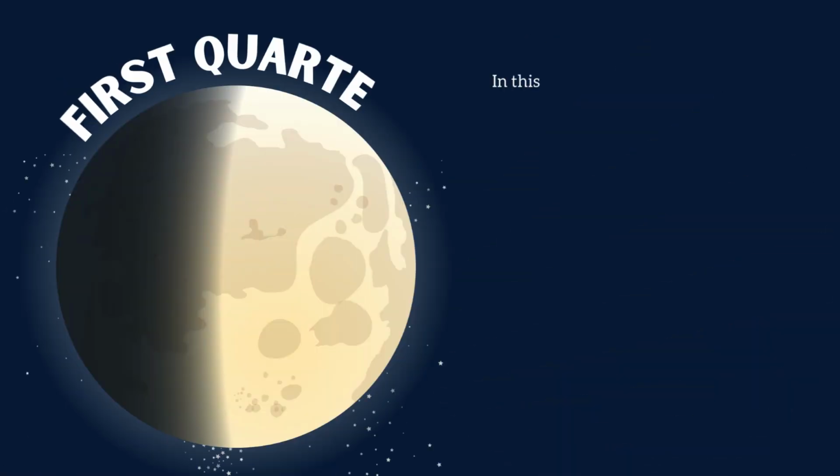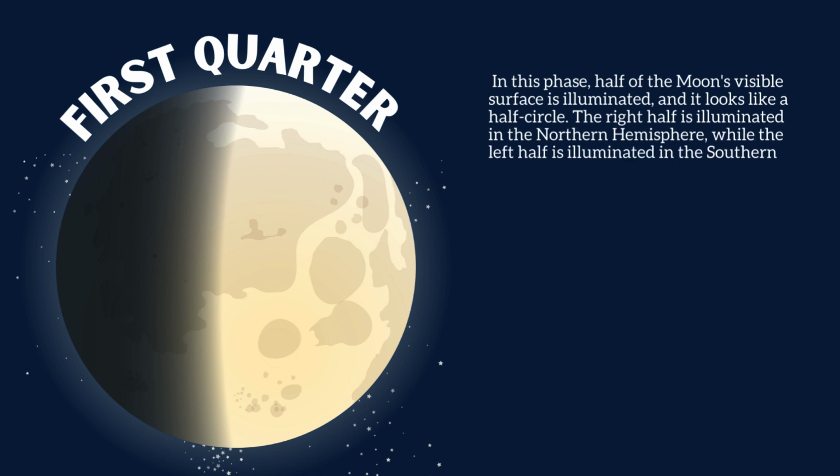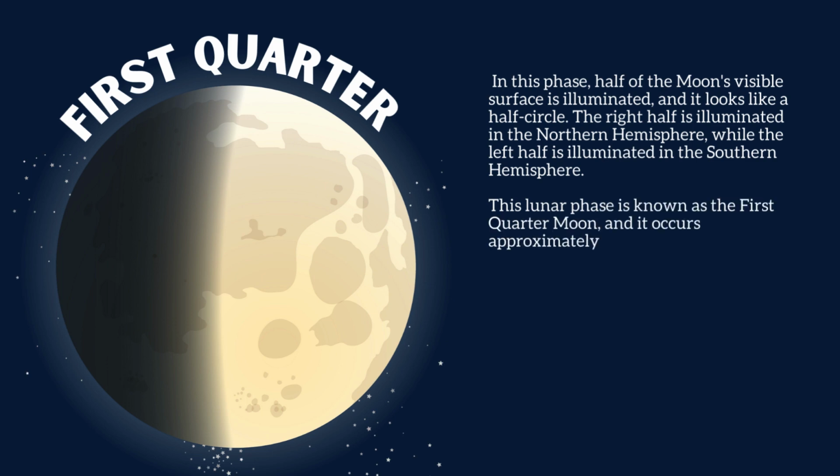In this phase, half of the moon's visible surface is illuminated, and it looks like a half circle. The right half is illuminated in the northern hemisphere, while the left half is illuminated in the southern hemisphere. This lunar phase is known as the first quarter moon, and it occurs approximately 1 week after the new moon.